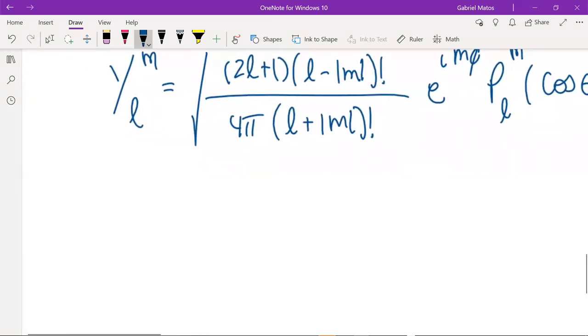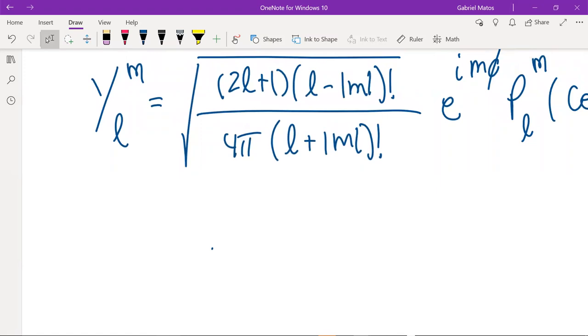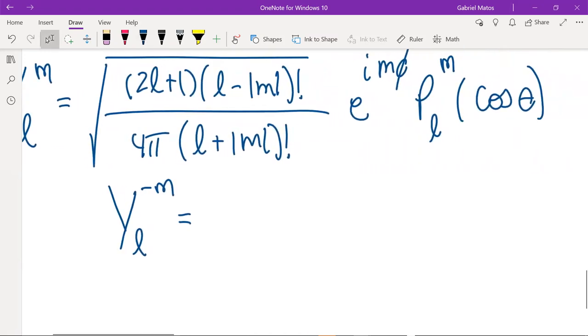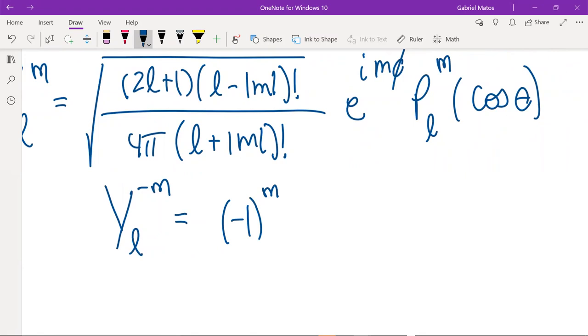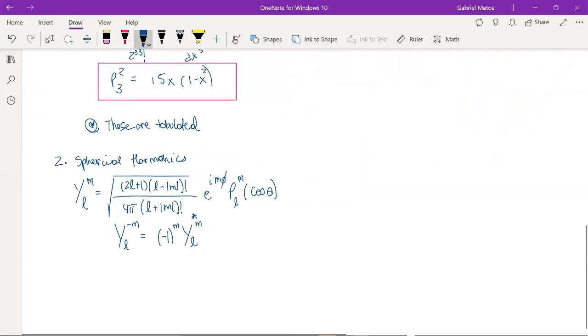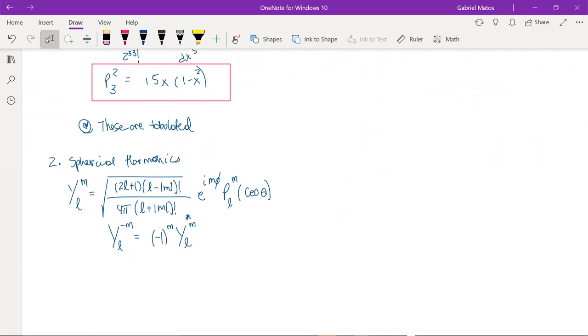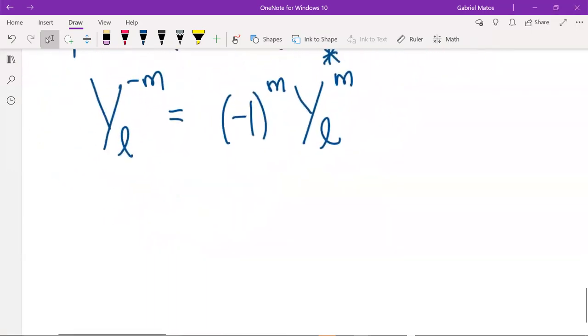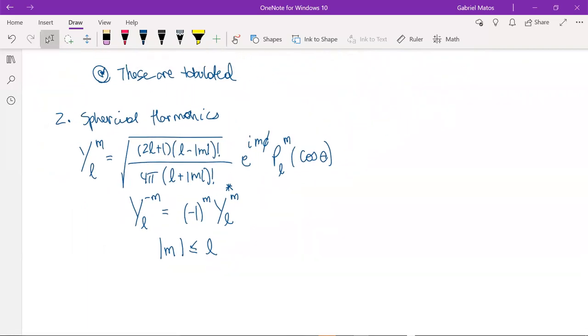And we have a condition for these, if I remember correctly, that Y_L^(-M) equals (-1)^M times Y_L^M with a positive M, the complex conjugate. So you also have this condition, which allows you to calculate the spherical harmonics if you have a negative M value. And the similar condition here is that the absolute value of M is less than or equal to L. So if you have L equal to 2, you can't have M equal to 3, because M is greater than L. And you have this relation here. So that's just something to keep in mind.